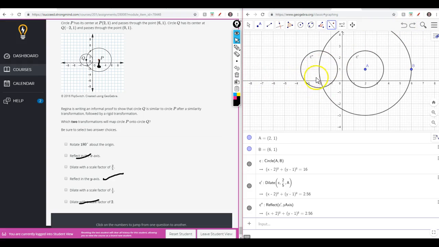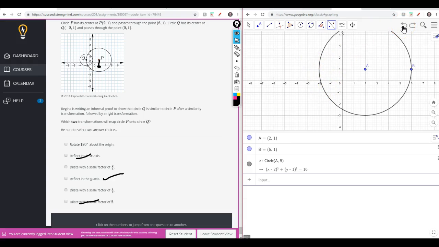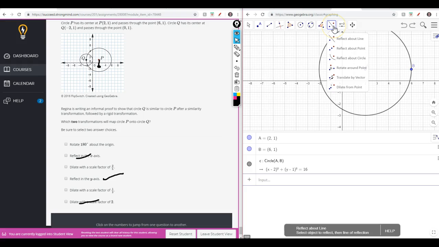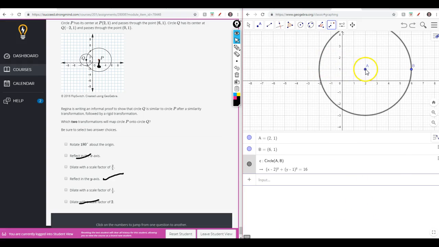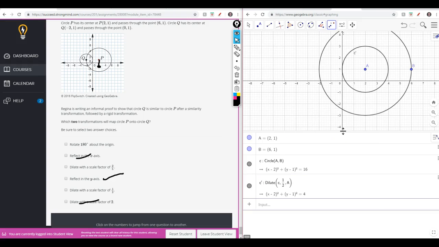So it does look like the reflect in the y-axis works, so let's just confirm. I'm just clicking the back arrow until those are gone. So I want to confirm that it is a dilation of 1/2. So again, select object, then center point, then enter the factor. So object, center point, factor 1/2.